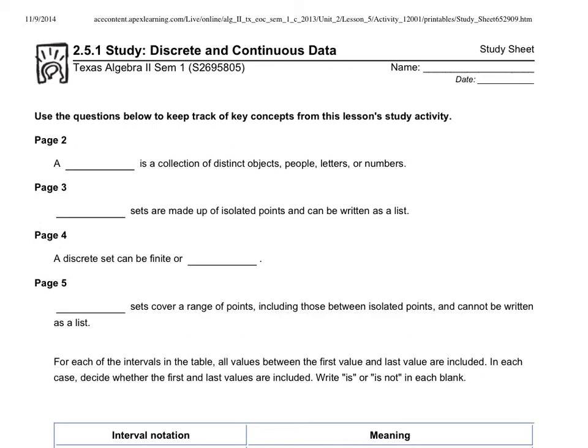So we're talking about different types of data. It's important to note that any collection of objects or people or letters or numbers is called a set. There are two different types of sets.